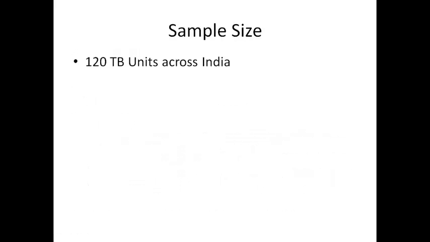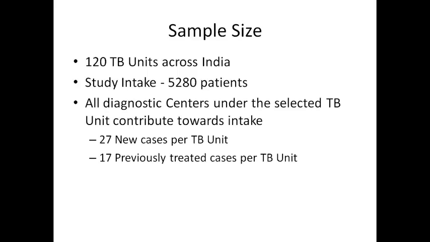Sample size. For the NDRS survey, there are 120 TB units that have been selected from all over India by appropriate sampling technique. A total of 5,280 patients would be inducted into the survey. All diagnostic centers under the selected TB unit will contribute the cases until the cumulative number of 27 new cases and 17 previously treated cases are registered from each of the TB unit.